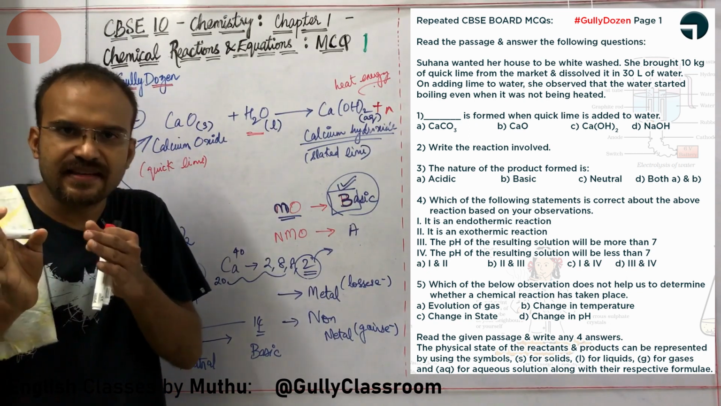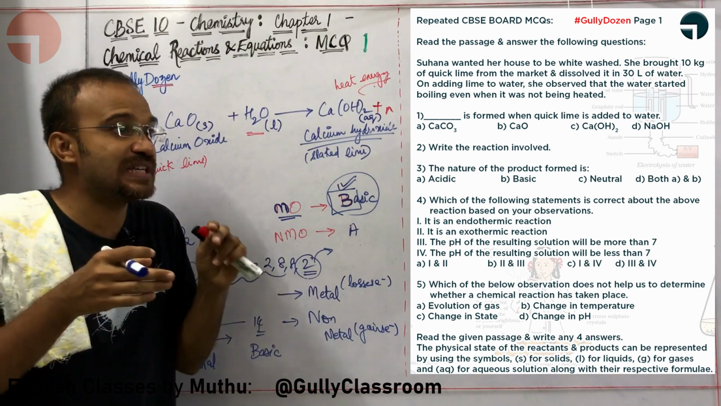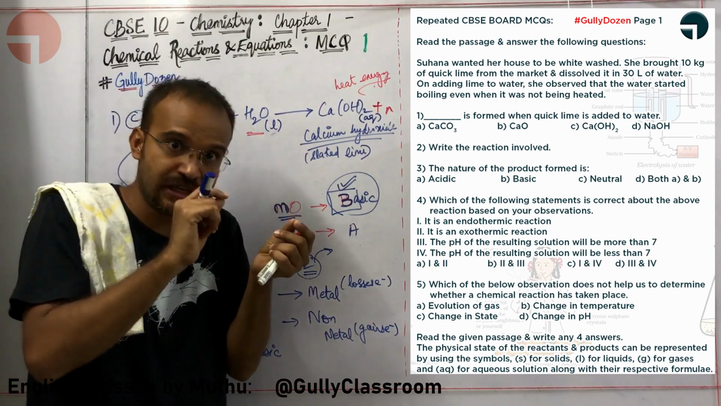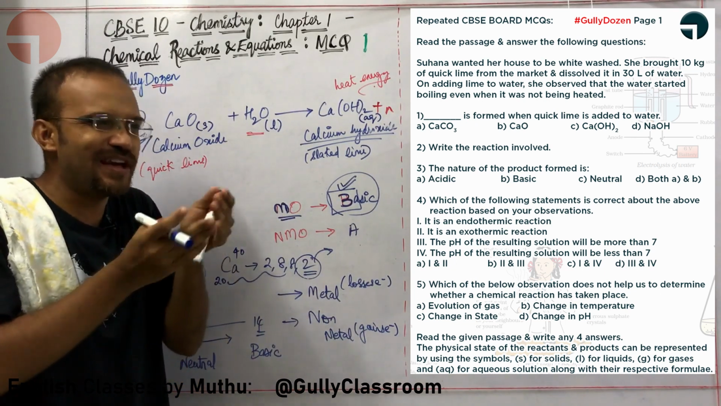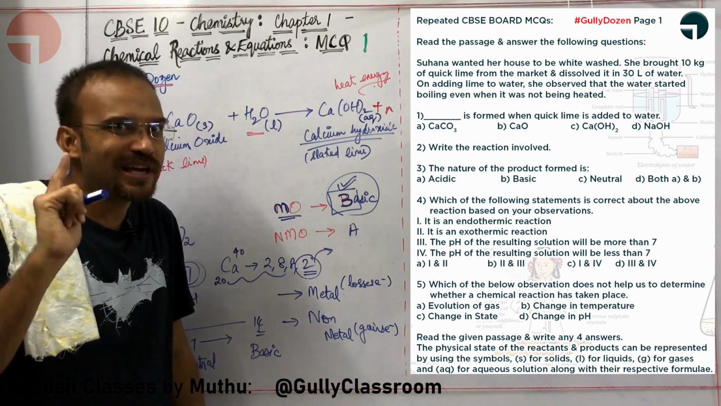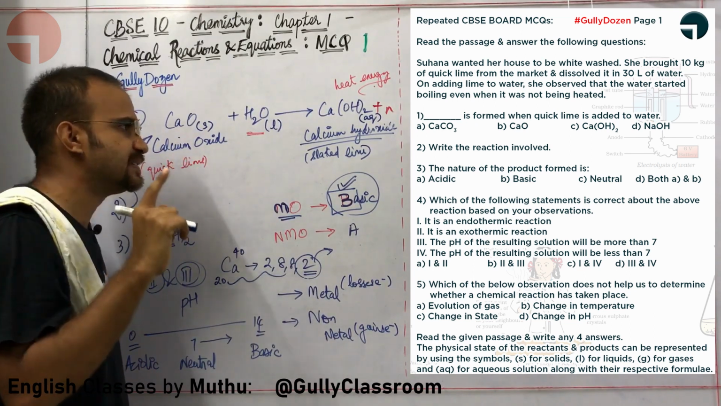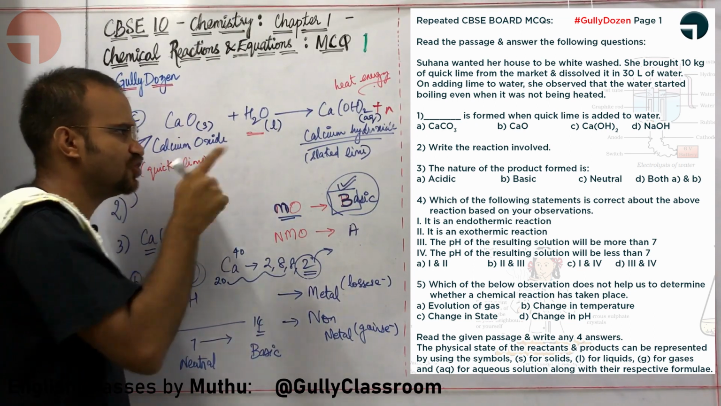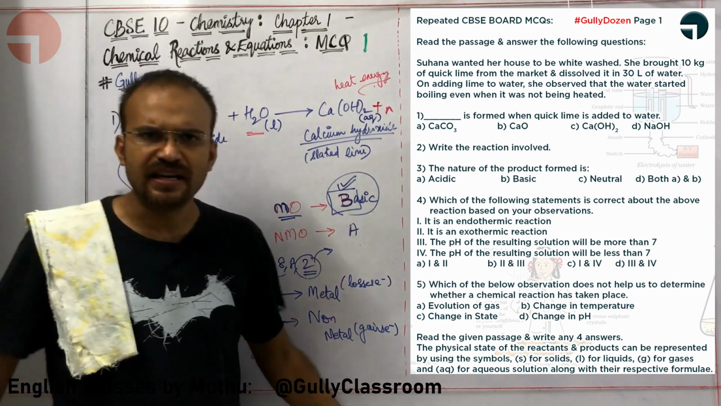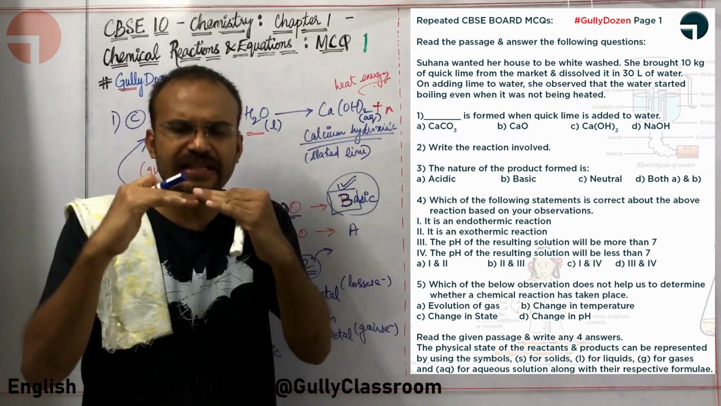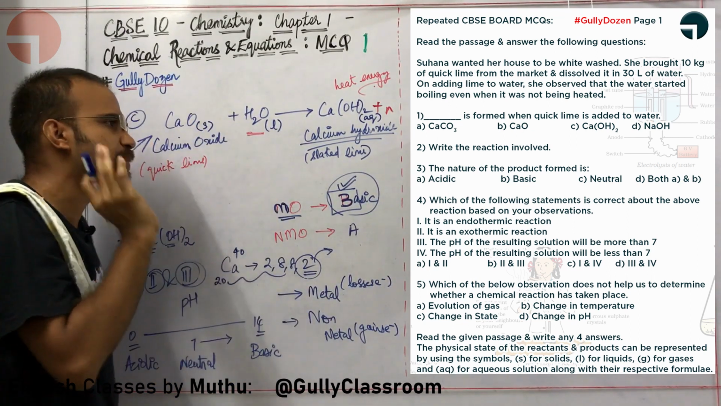How? When you add an acid to a metal, obviously hydrogen gas is released, which can be detected by introducing a burning splinter, which burns with a popping sound. So, if there is an evolution of gas, there can be a chemical reaction happening. Change in temperature: obviously, in an exothermic reaction, heat is released, and in an endothermic reaction, heat is absorbed. So, change in temperature can also indicate a chemical reaction.